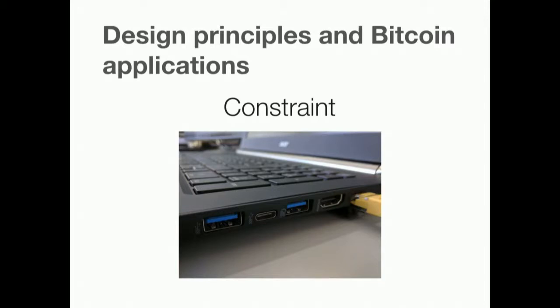So next we have constraint. Constraint is a limitation of the possible actions you have in a way that it guides you into knowing what to do. For example, these ports of a computer have a constraint in their shapes and their sizes. So you won't be able to connect a cable with a shape different from this port. So it guides you into knowing which cable should go where.